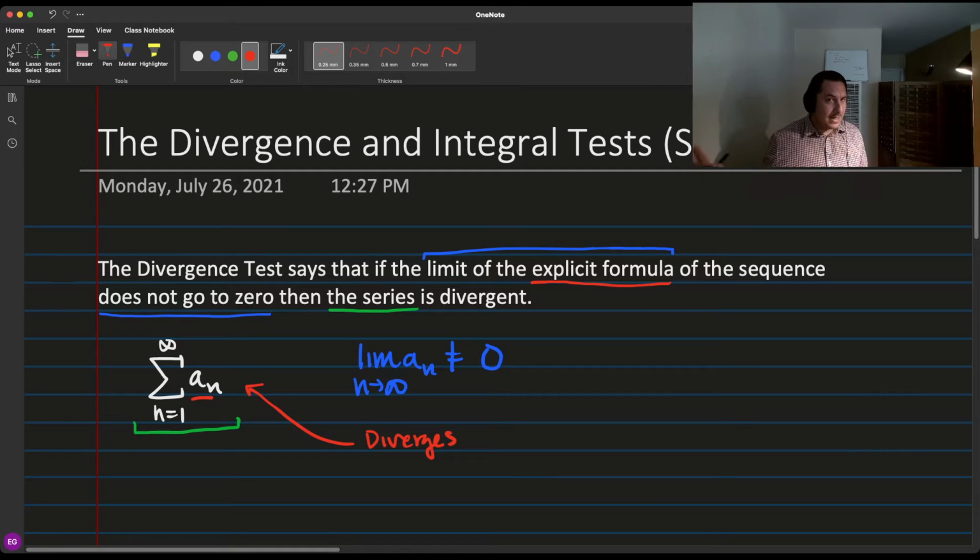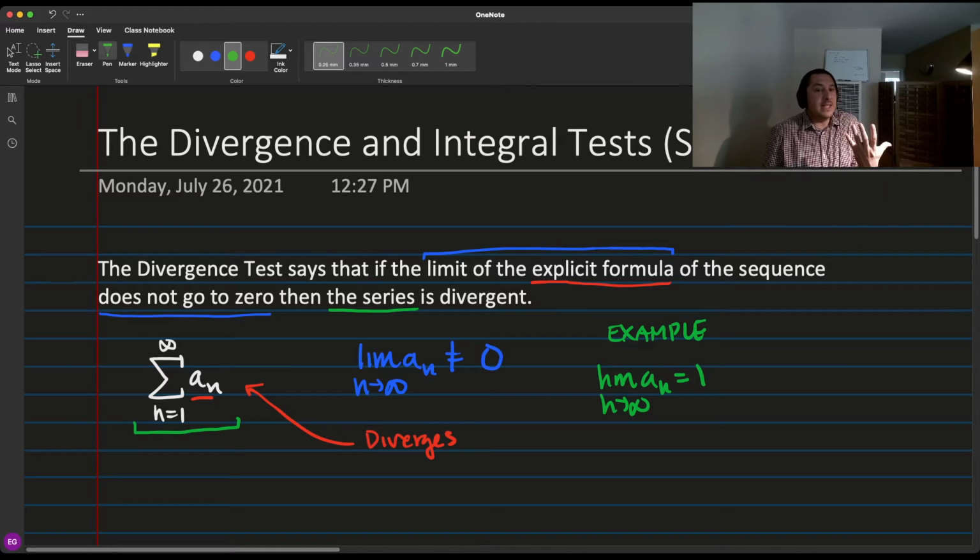Okay, it does not say that if it does go to 0, then it converges. Now this makes sense. If your terms are always bigger than 0, you're always going to be adding more and more of something, right? Let's say that your limit goes to 1. So for example, let's say that the limit as n goes to infinity of a_n equals 1. That means your terms are getting closer and closer to 1. That means at some point, you're adding 1 for each new term. If you keep on adding 1 forever, that adds up to infinity, right? So it diverges. So this is a quick way to show that this blows up.